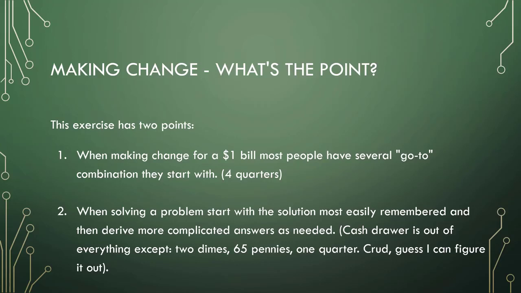And when solving a problem like subnetting or change for $1, we tend to go to the solution that's the easiest to remember, and then we derive more answers from there as we need to. In our example, if our cash drawer is out of everything except 2 dimes, 65 pennies, a quarter, gosh, I guess I can sit down and figure out how to make change for $1. I'll have to sit down and do some math and sort of think about it for a little bit, since our go-to answer didn't work. And that's not uncommon. When we do subnetting, we'll start with kind of a common go-to answer, and then we'll derive down to the specific need as we get there.